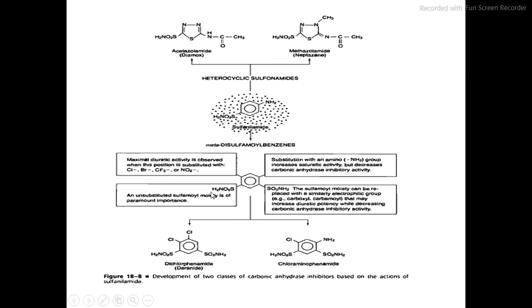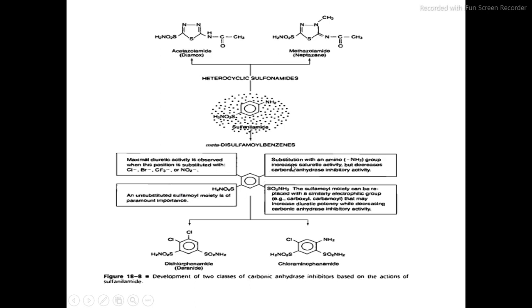There is another sulfamyl group, and an unsubstituted sulfamyl moiety is of paramount importance, as we have to see the interactions of the basic meta-disulfamyl benzene with the receptor there. Therefore we need one unsubstituted sulfamyl moiety for the greater interaction.